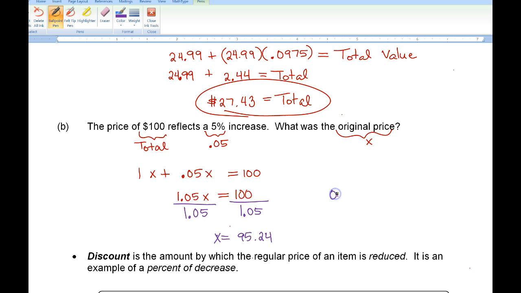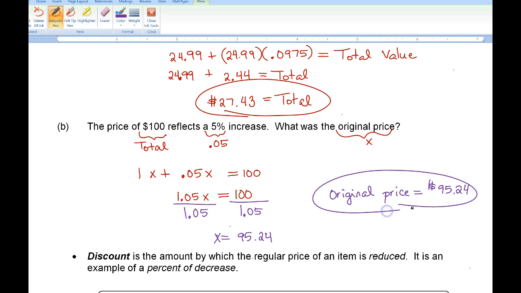So the original price equals 95.24. All right, does that make sense? Yes. So this is just showing us how to get the rate. Yeah, and the same thing's going to happen.